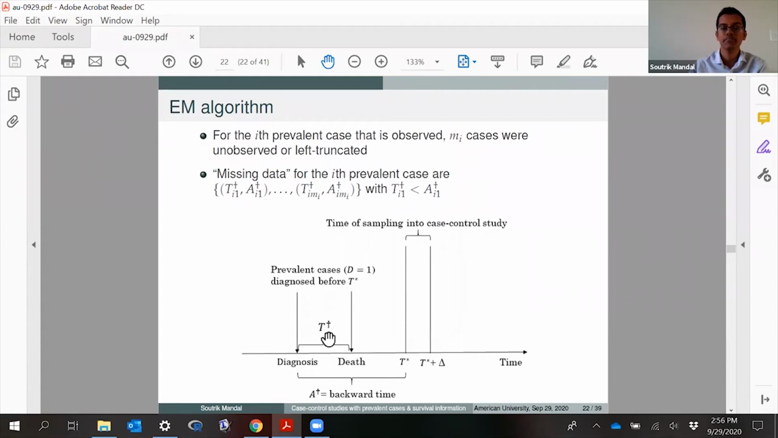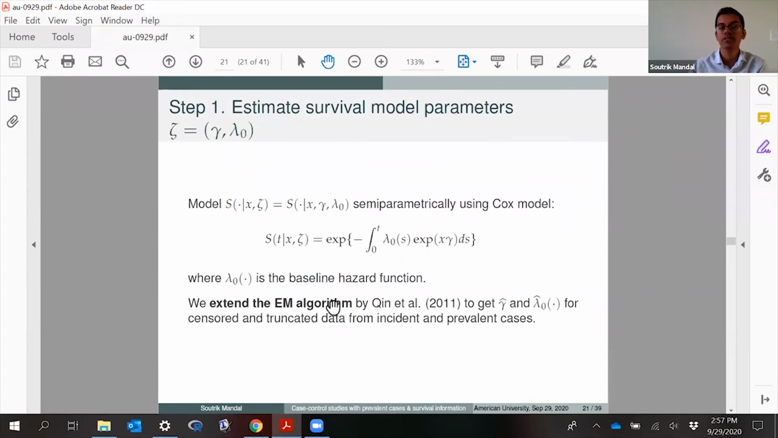For these missing prevalent cases, the data that we are missing is basically the survival time, T dagger, from disease diagnosis to death, and the backward time, A dagger, from diagnosis to the beginning of the study. And for these missing prevalent cases, T dagger is less than A dagger, right? We talked about this before, that survival time is less than backward time for missing cases. So this is the idea of the EM algorithm. And once we use this EM algorithm to get the estimates of gamma hat and lambda naught hat.